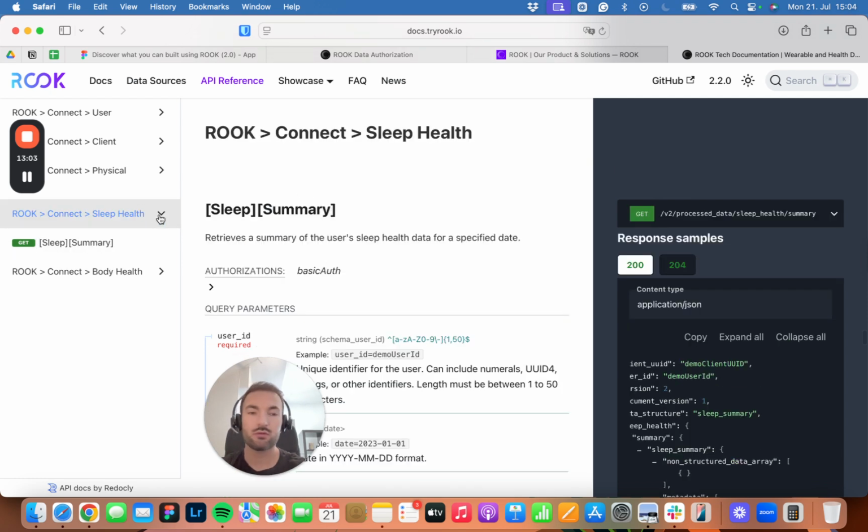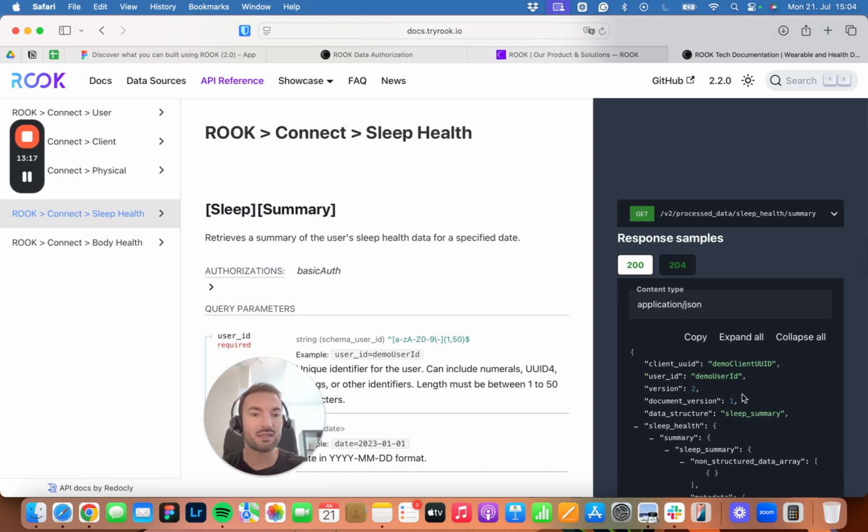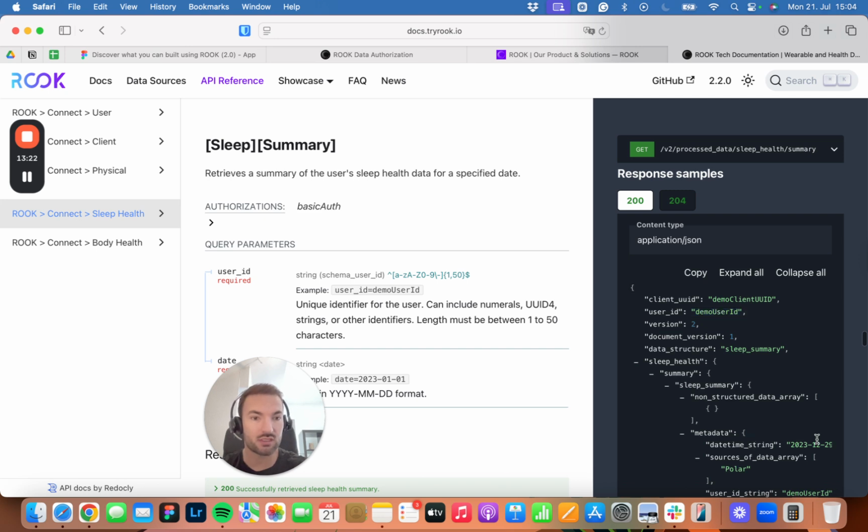I hope this is helpful. Just one more time, a few takeaways. Event data during the day. At the end of the day, it makes sense to update with summary data, those data points for each user. Always make sure to use the highest document version for that user ID for that particular day and data structure field. So it's the combination of user ID, document version, data structure, and datetime string. And then we're good to go.